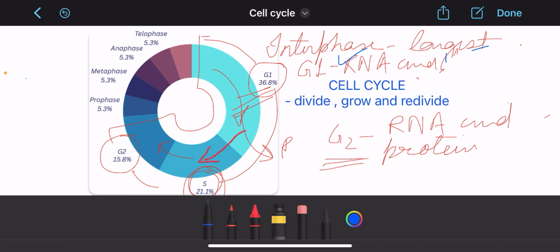After this, the cell enters into another phase of cell cycle that is known as M phase or the mitotic phase. The mitotic phase or mitosis is divided into four phases, that is the prophase, metaphase, anaphase and telophase, about which we are going to discuss in the following coming video.